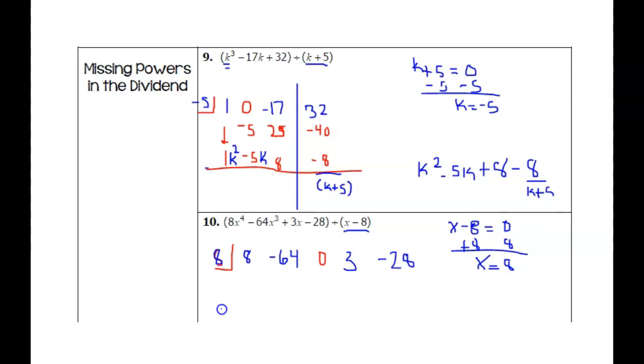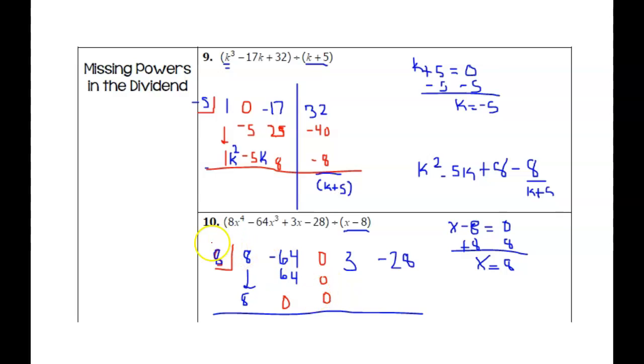All right, now let's draw a line, and we're going to bring our first coefficient down to the line. And we'll start our multiplication and then addition. So I'll multiply times my 0. 8 times 8 is 64. I write it under my next coefficient and then I add. Negative 64 plus 64 is 0. Then I multiply. 0 times 8 is 0. And then I add. 0 plus 0 is 0.